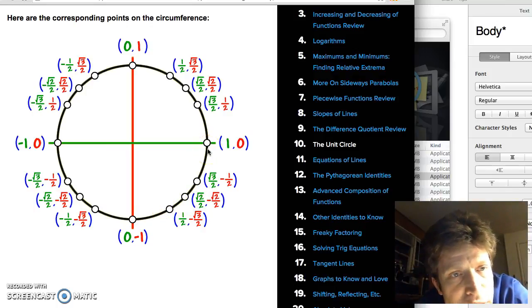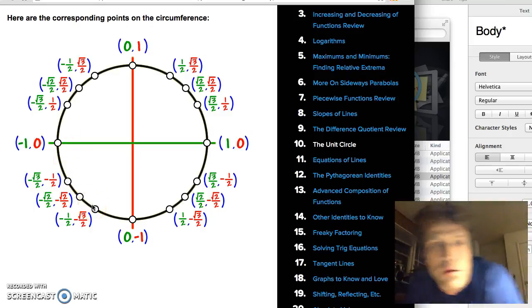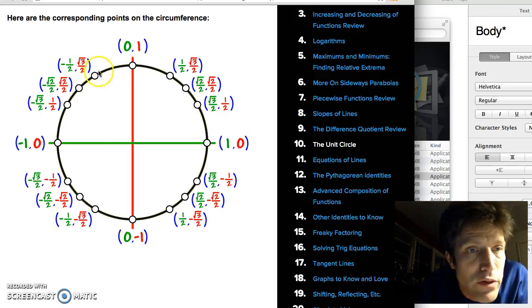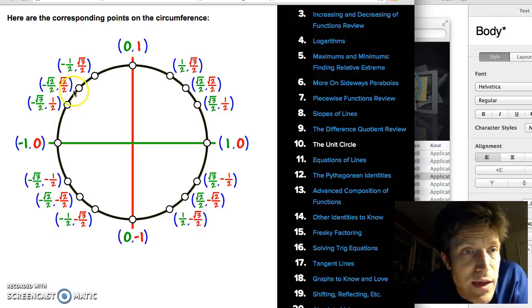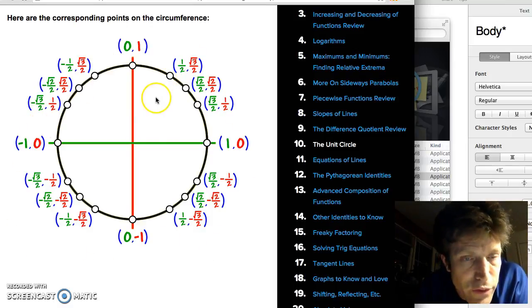I didn't have to memorize them. I just memorized 30, 45, 60 and added to that. So this is 90 plus 30, 90 plus 45, 90 plus 60. 180 plus 30, 180 plus 45, 180 plus 60. There are innumerable points here. We only map these out because we love our special right triangles so much, because they helped us derive these values for sine and cosine, and we've memorized them. So these are points on the unit circle.